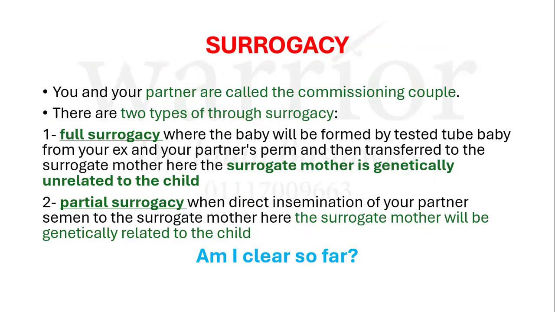Now, you and your partner, we call you the commissioning couple. We have two types of surrogacy, full surrogacy and partial surrogacy. For the full surrogacy, the baby will be formed by test tube baby from your egg and your partner's sperm, and then transferred to the surrogate mother. Here, the surrogate mother is genetically unrelated to the child. For the partial surrogacy, there is direct insemination of your partner's semen to the surrogate mother, and here the surrogate mother will be genetically related to the child.